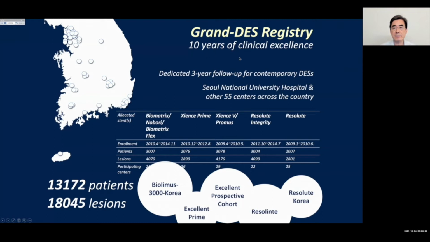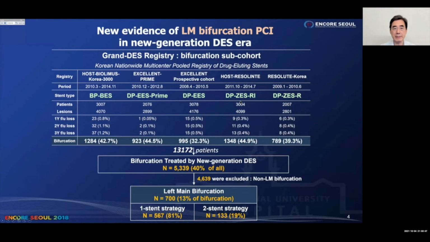That is 10 years of clinical excellence. We completed 3 years follow-up results for over 13,000 patients with 18,000 lesions treated with contemporary DS from SNU Hospital and 55 centers in South Korea. Among more than 13,000 patients, about 40% had bifurcation lesions. Among them, 13% were left main bifurcation patients treated with either two stent, 80%, versus one stent technique, 20%.